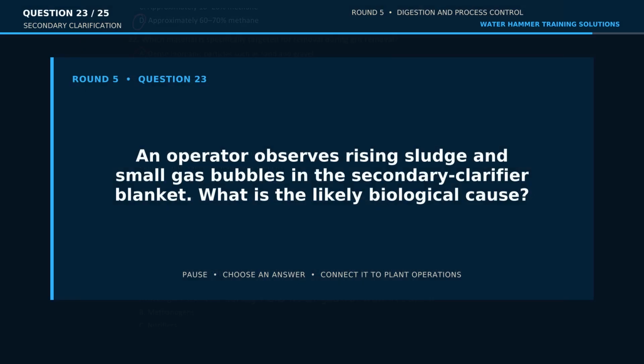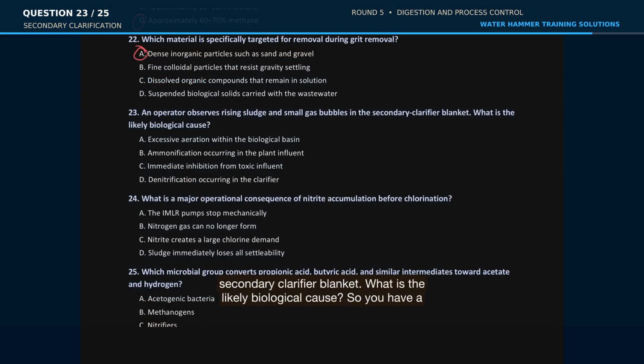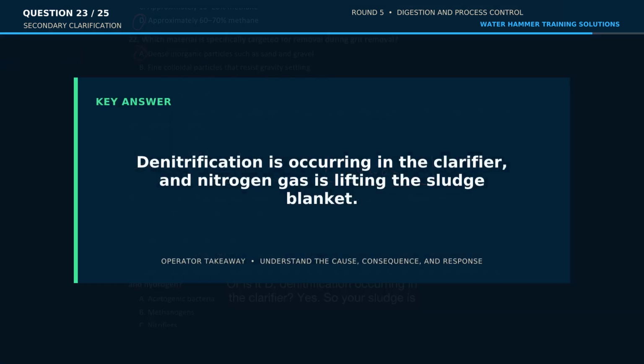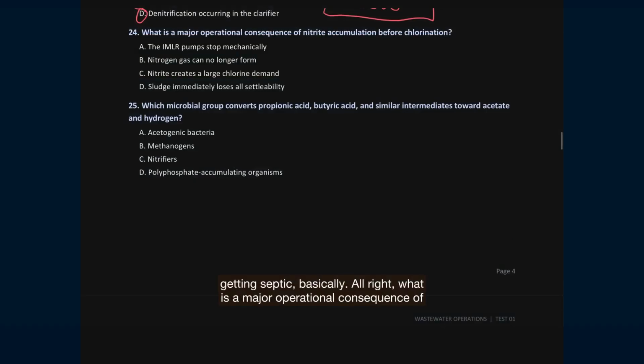All right, so an operator observes rising sludge and small gas bubbles in the secondary clarifier blanket. What is the likely biological cause? So you have a clarifier. For some reason, you have gas bubbles in your clarifier, and then it attaches to the sludge and it just rises, right? So what's happening is that you're having denitrification occurring here. So is it A, excessive aeration? No. Is it B, emulsification? No. Is it C, immediate inhibition? No. Or is it D, denitrification occurring in the clarifier? Yes. So your sludge is getting septic, basically.